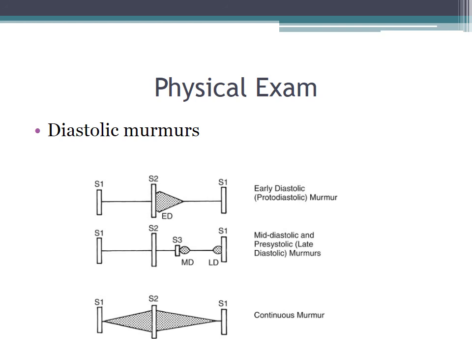So the combination of a systolic ejection murmur and a diastolic murmur is also referred to as a to and fro murmur to distinguish it from a machinery-like continuous murmur. So, for example, if you have pulmonary stenosis and pulmonary insufficiency, we would call that a to and fro murmur as opposed to a continuous murmur.